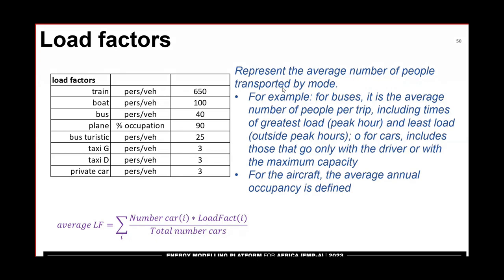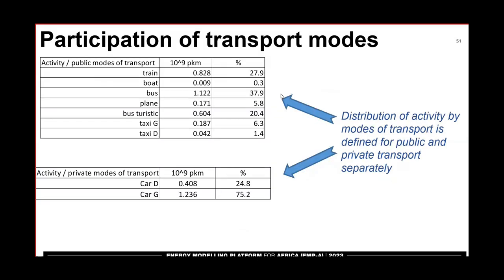And again, the energy intensity for plane will be different. It will be specified in terms of 1,000 seat kilometer, while the other one will be specified in terms of 100 passenger kilometer. So here, once you have evaluated the activity for each transportation mode, you can from there evaluate the modal split, its participation in the overall activity. And here we are analyzing group by group, public transportation modes separately from private transportation modes.